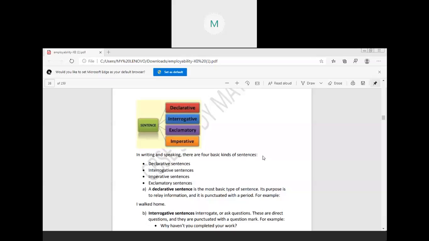Okay, so we had completed the three types of sentences: your simple sentence, compound sentence, and the complex sentence. A simple sentence is a sentence in which we are having at least one noun and one verb. जहाँ पे हमारा कम से कम एक noun होगा और एक verb होगा. That sentence is known as the simple sentence.